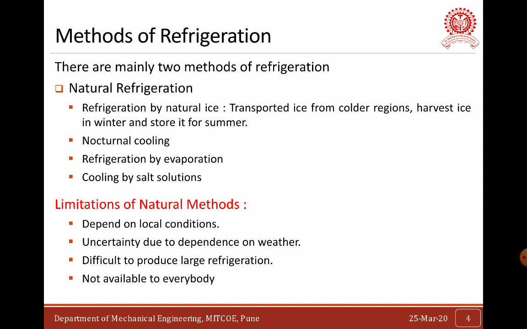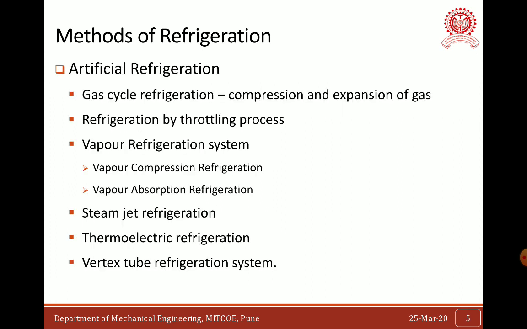Now there are many limitations of natural methods of refrigeration. They depend on local conditions, there is uncertainty due to dependence on the weather, it is difficult to produce a large refrigeration effect, and they are not available to everybody. So only in environments where natural ice is available can such methods be used. In a country like India, at most places the temperature is always higher than 0 degrees Celsius, and it is not possible to get ice naturally most of the time.